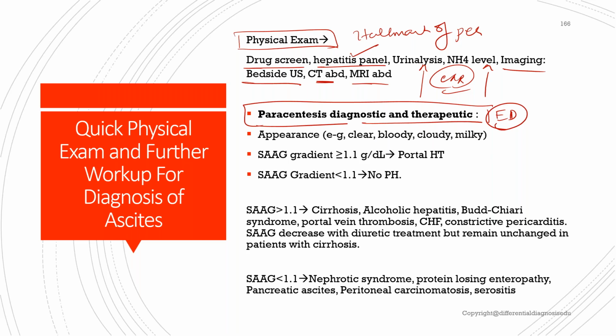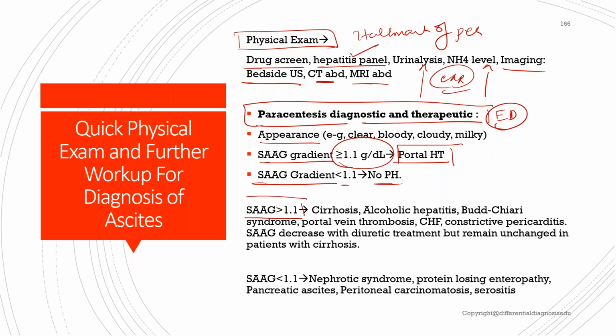So you will look at the appearance, and you will look at the SAAG. If the gradient is greater than 1.1, it does not mean that the patient has cirrhosis. It means that the patient has portal hypertension, and portal hypertension can be caused by different causes, one of which is cirrhosis. SAAG less than 1.1 means no portal hypertension.